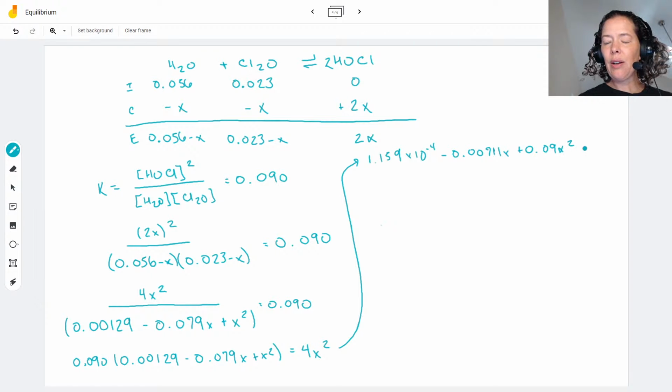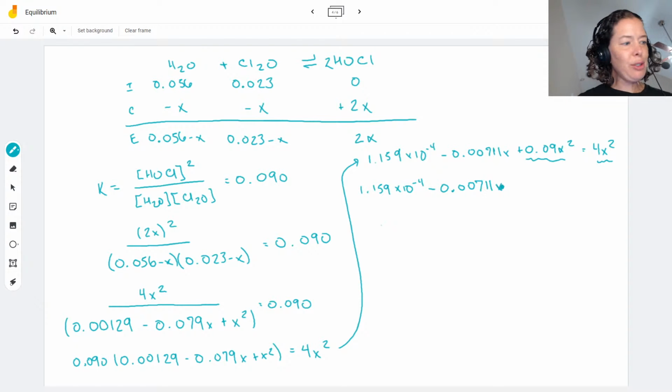9x squared. Okay, and this still equals 4x squared. So all I need to do is combine my like terms here, and this will give me the quadratic in a form that I can use a quadratic equation. This is kind of the algebra that you have to slog through to get your answer.